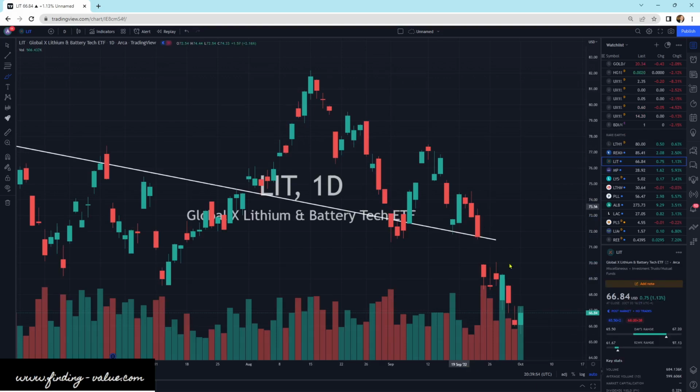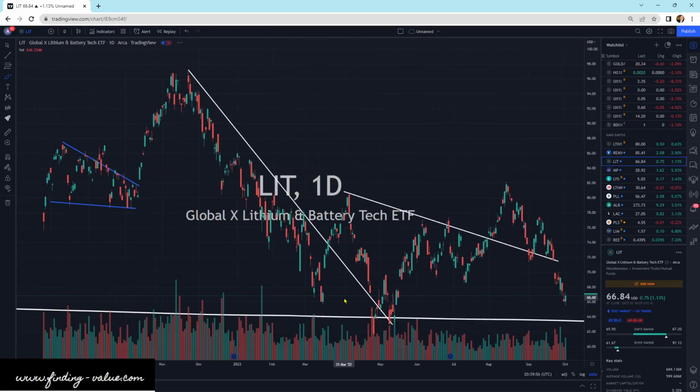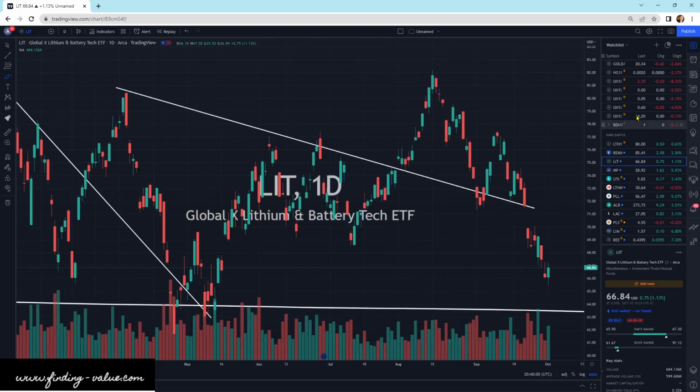Looking at lithium, lithium also getting the bounce with the overall markets. We have support underneath us at $64. That's what we're looking at there.